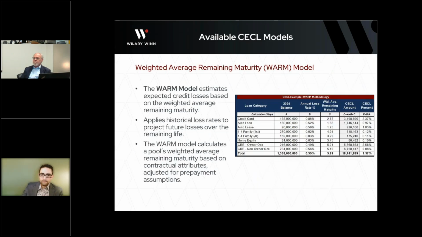Next up, we have the WARM model, so weighted average remaining maturity. Most people just call it WARM. This is likely one of the most common approaches and models that we see. This one is also extremely simple.